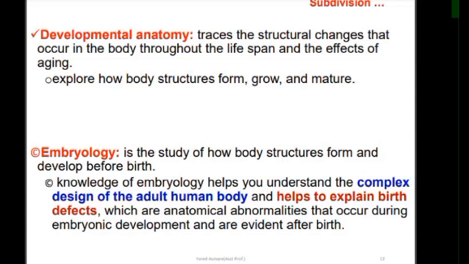Embryology is the study of how body structures form and develop before birth. Knowledge of embryology helps you understand the complex design of the adult human body and helps to explain birth defects, which are anatomical abnormalities that occur during embryonic development and are evident after birth.